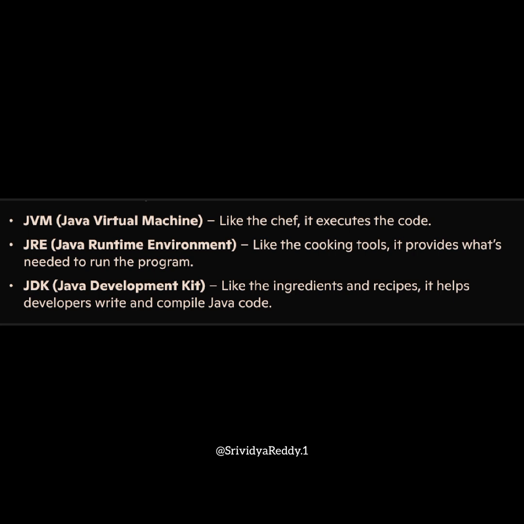Coming to JRE, the Java Runtime Environment is like the cooking tools and equipment used to run the code. The JRE provides what is needed to run the program. And third, the Java Development Kit is like the ingredients and recipes we take to cook a dish. The JDK helps developers write and compile Java code. So this is an easily understandable real-time way to know the parts of Java architecture.